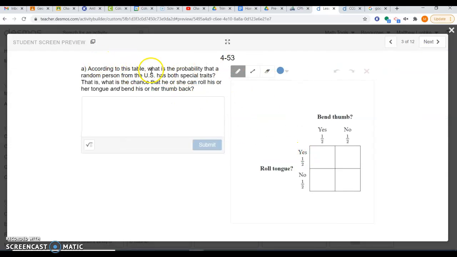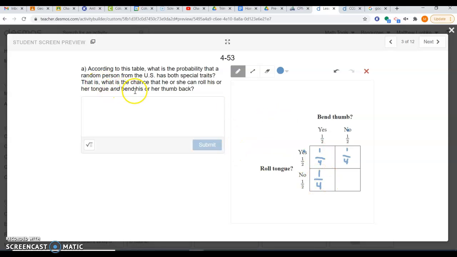So it says, according to this table, what is the probability that a random person in the U.S. has both traits, meaning that they have the rolled tongue and the bent thumb? And really what we do here when we use the area model is we multiply into it. So we have 1/2 here, 1/2 here. Well, you multiply 1/2 times 1/2, and you get 1/4. And you can multiply into each one. So 1/2 again for yes, 1/2 for no, so that's 1/4 as well. Okay, and you can keep going and filling out the table. You can get 1/4 here, and it looks like they would all be 1/4 because they're all 1/2 times 1/2.